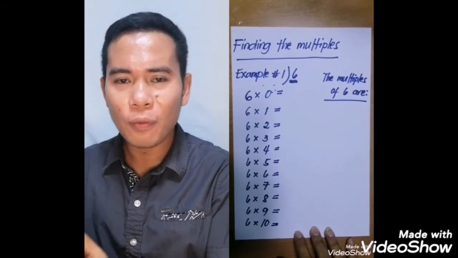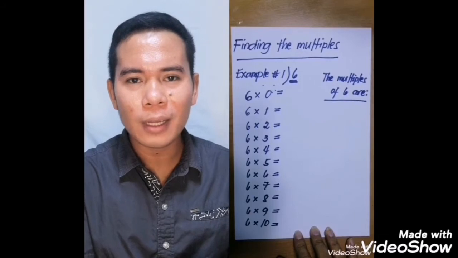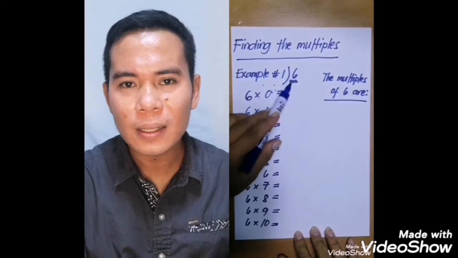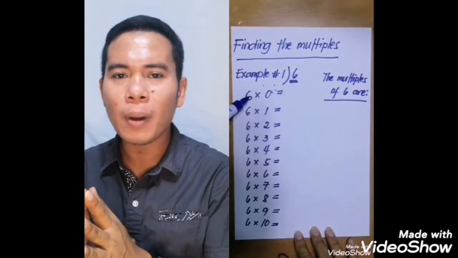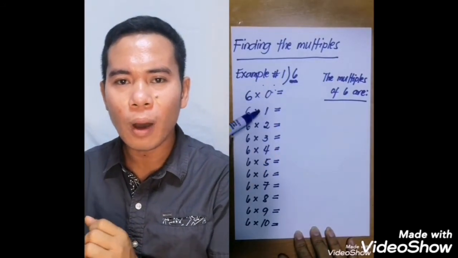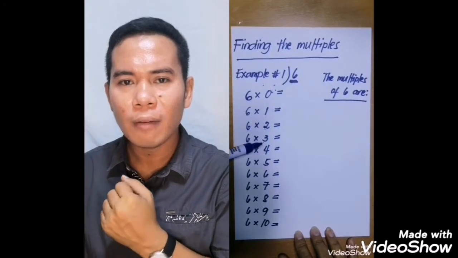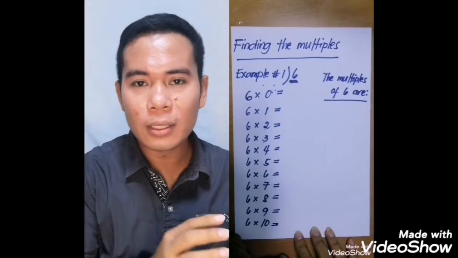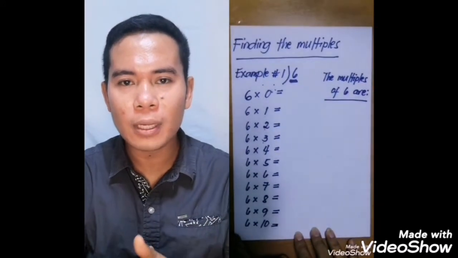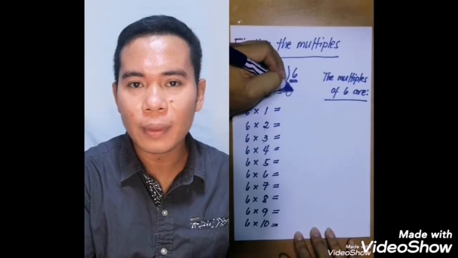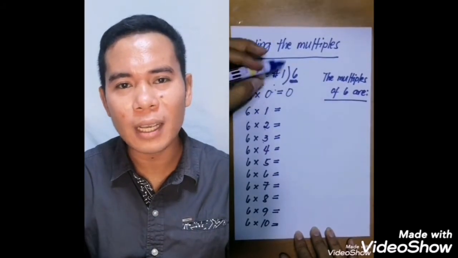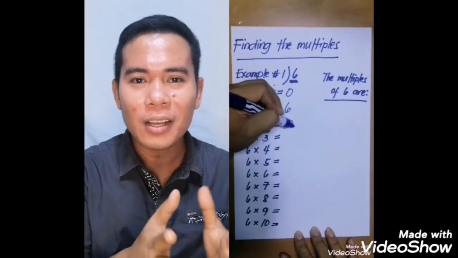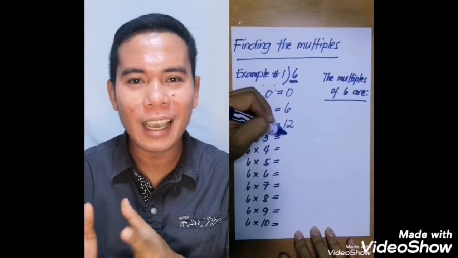If we apply it to this example, let's say we are going to look for the multiples of 6. So the 6 will be multiplied by 0, 1, 2, 3, 4, and so on and so forth. Let's stop at 10. So let's do this. 6 times 0 will give us 0. 6 times 1 will give us 6. 6 times 2 will give us 12. That's correct. 6 times 3 will give us 18.